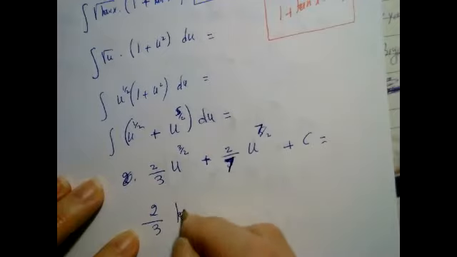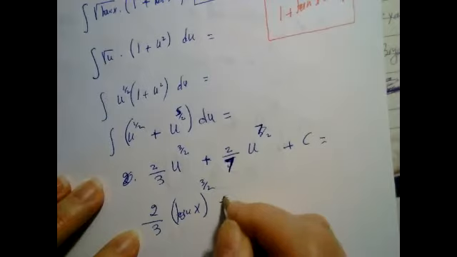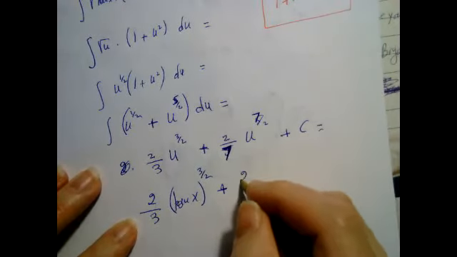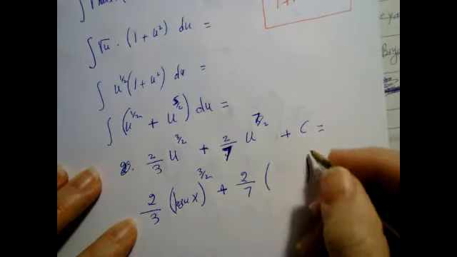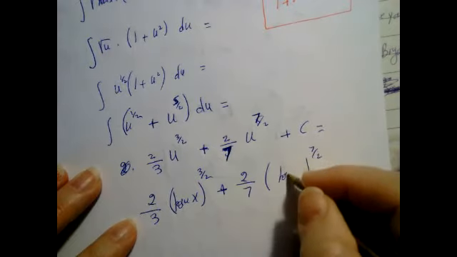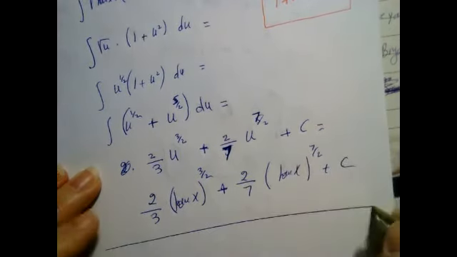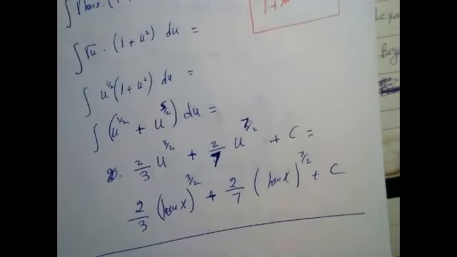2/3 plus 2/7. All right, so we look at the last one and then we move on.